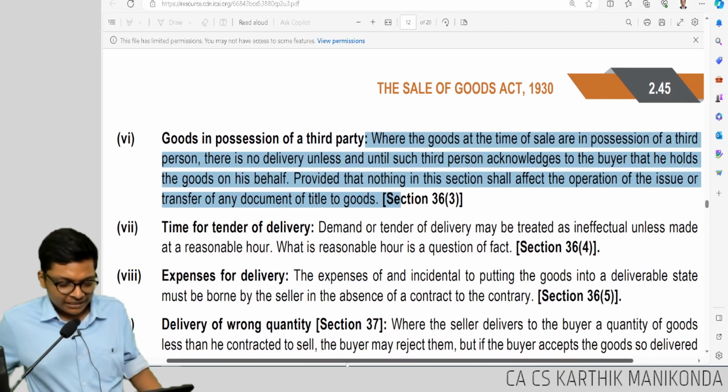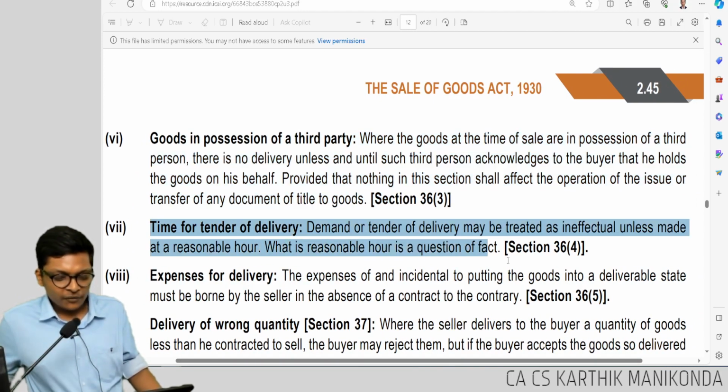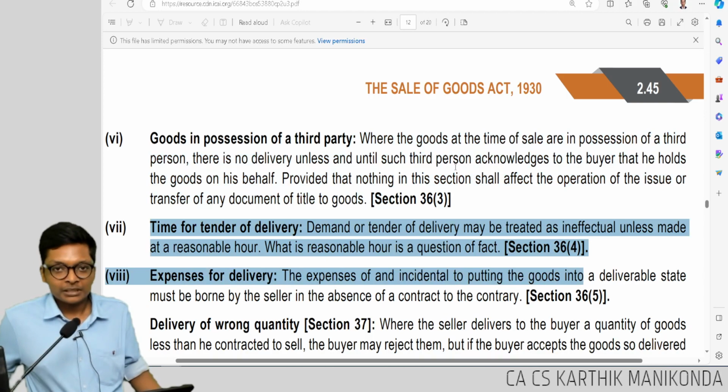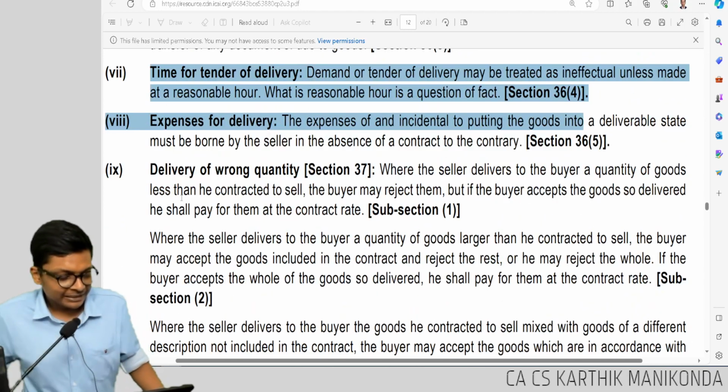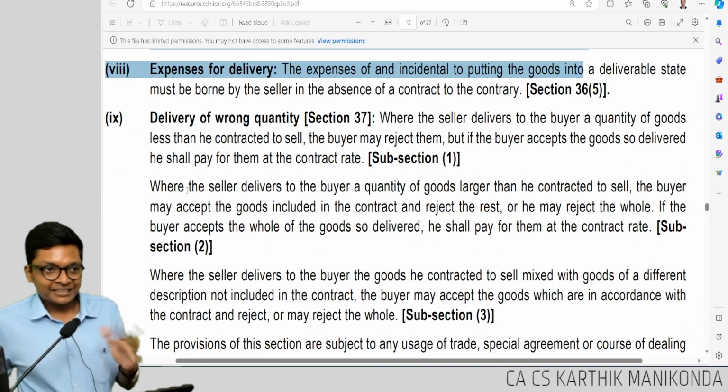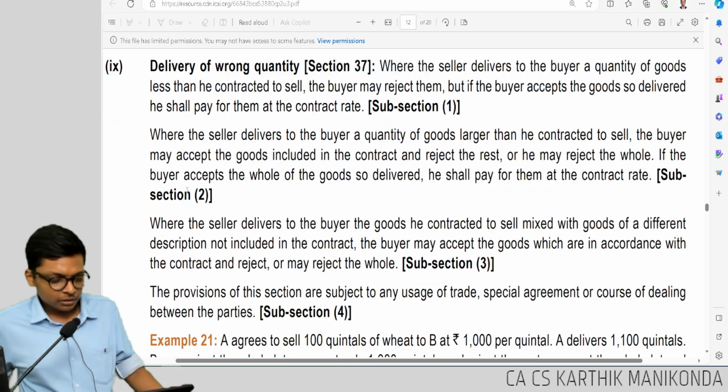Again, time of delivery, same point, repetition. Time of tender of delivery, reasonable time when I should start delivery. Expense we discussed. Deliverable state. Delivery of wrong quantity also we discussed. Accept, reject or return, how much over you want.